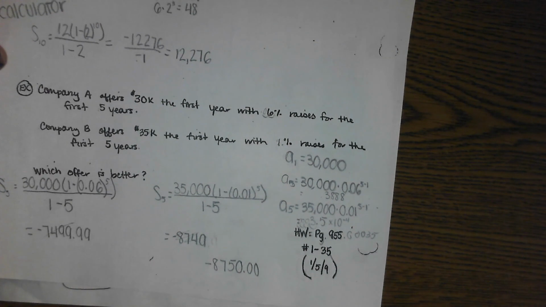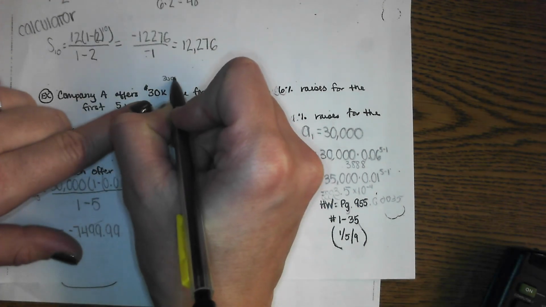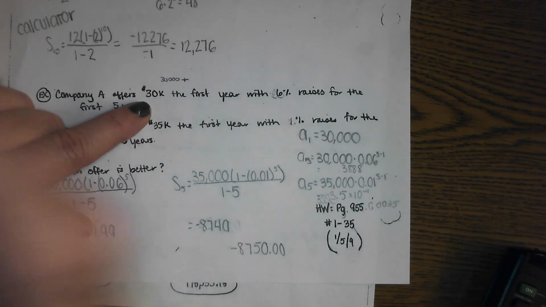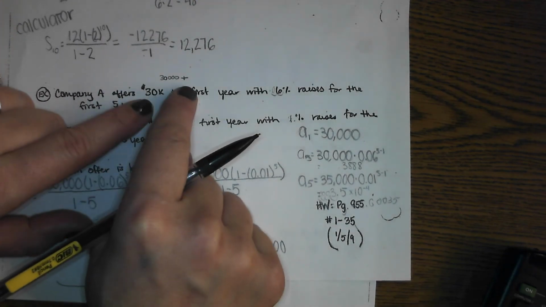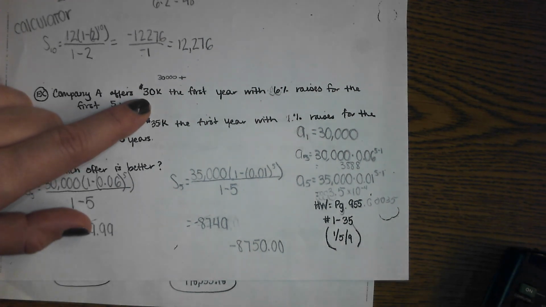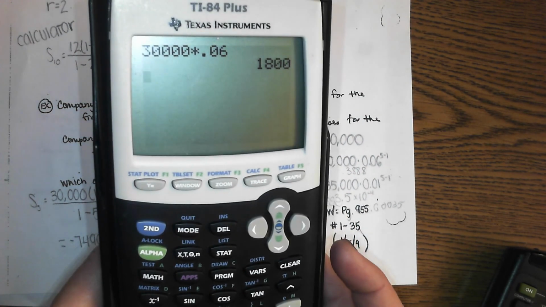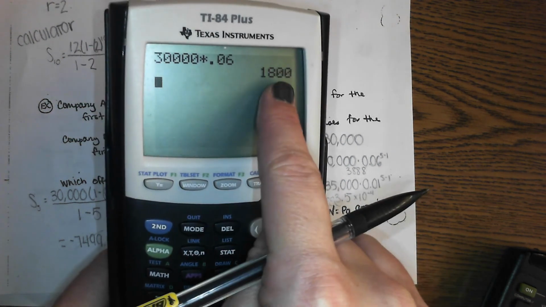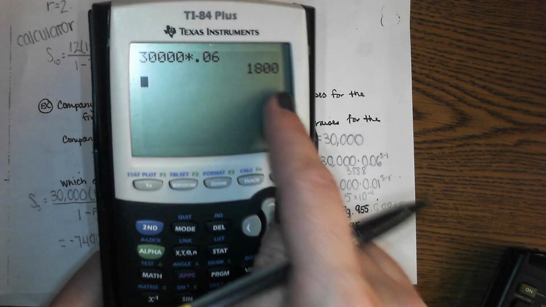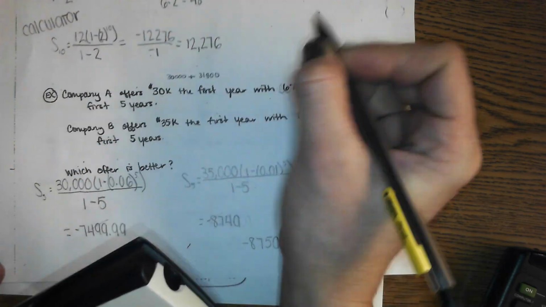So here's the thing. In Company A, in year one, you're making $30,000, right? Plus, how do you figure out what you make in year two if you get a 6% raise? You make $30,000 in year one. How do you figure out your salary in year two if you're getting a 6% raise, Mackenzie? Okay, $30,000 times 0.06, and you're making $1,800 your second year? Wait, that's your salary your second year? That's your raise, so your actual salary is $31,800. You follow? Yeah. So your second term would be $31,800.